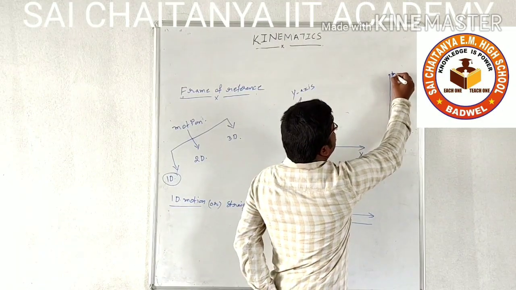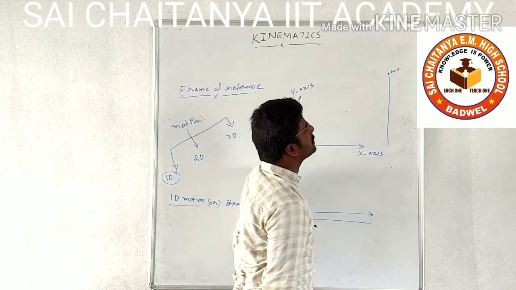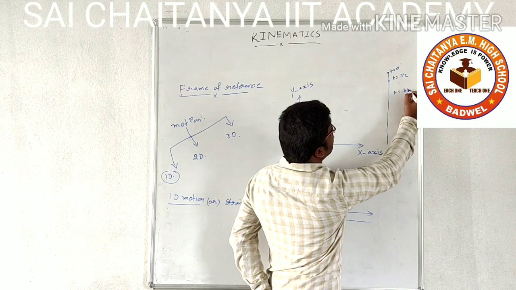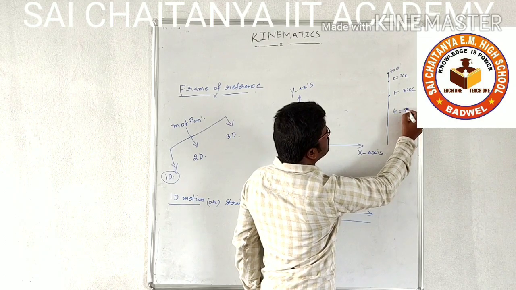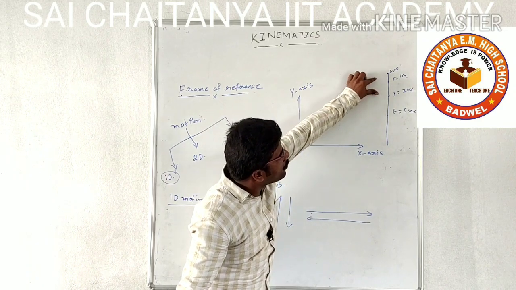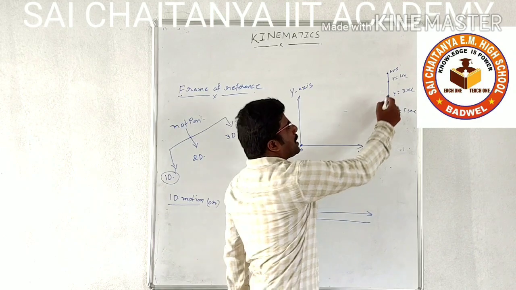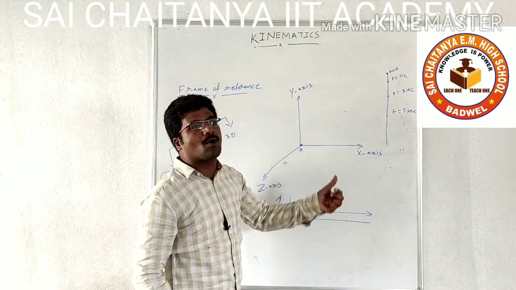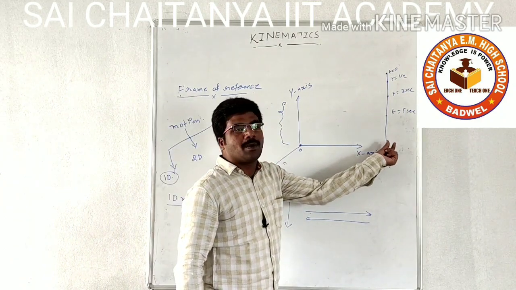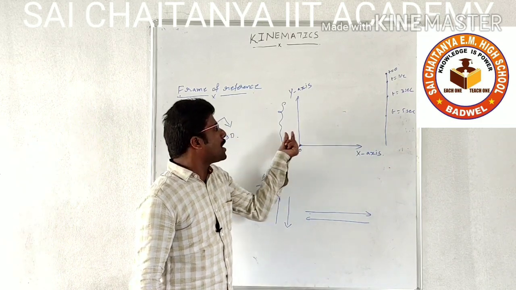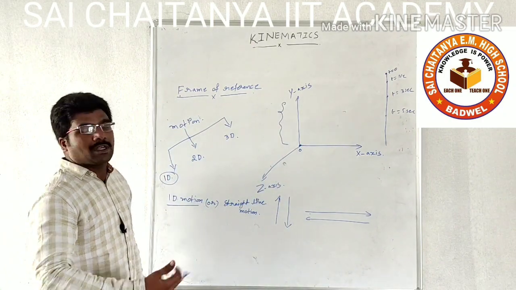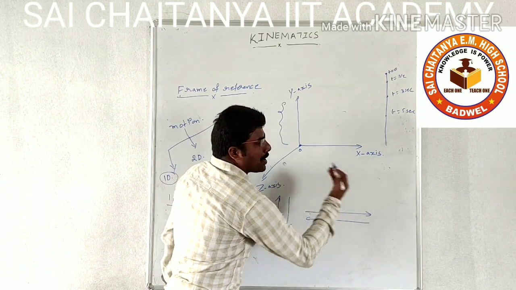At t equal to 0 seconds, the body will be here. At t equal to 1 second, the body may reach here. At t equal to 3 seconds, here, and at t equal to 5 seconds, here. The body is changing its position in only one direction. So to represent this change in position among the three coordinates, the y coordinate is sufficient. To explain the motion of the body, a single coordinate is necessary, so it is known as one-dimensional motion. In the same way, if the body moves from left to right, like this.